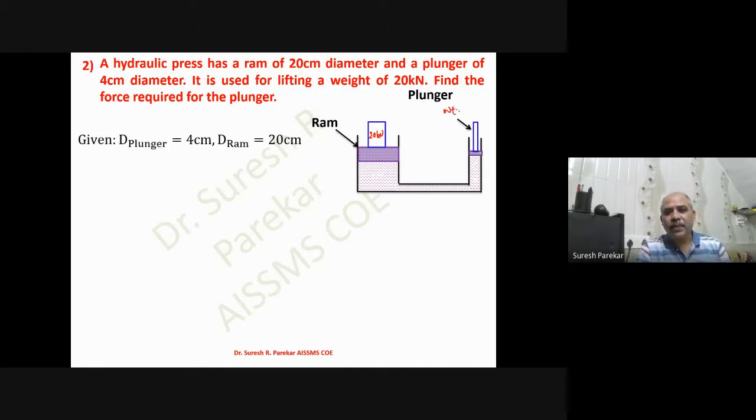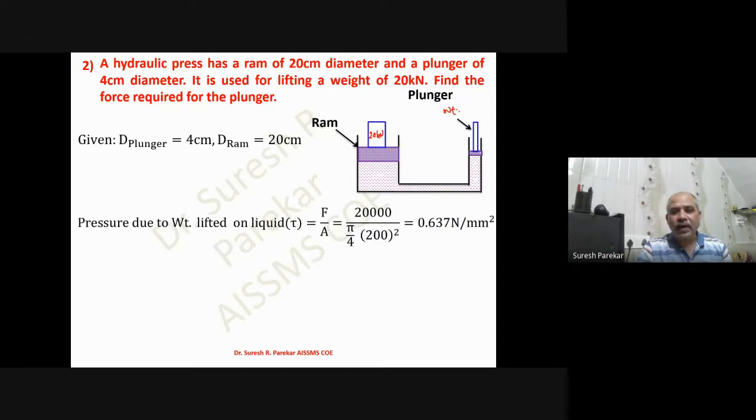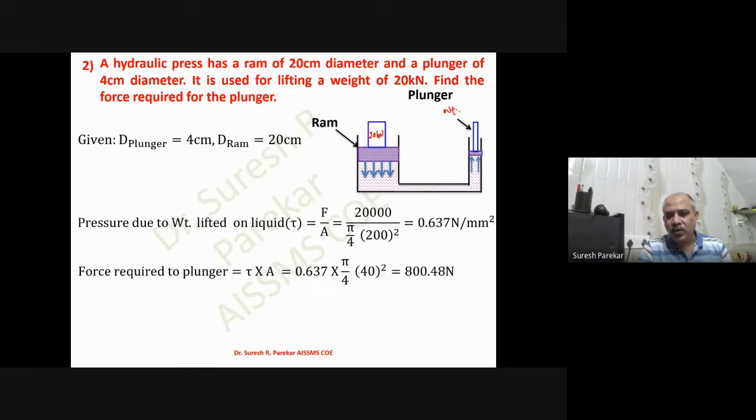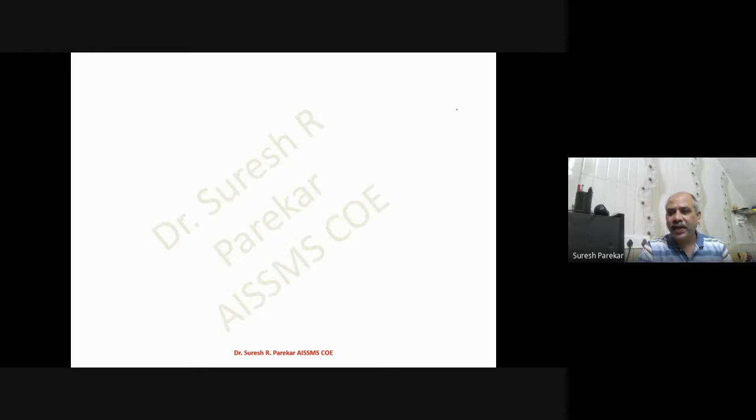We have plunger 4 centimeter, and ram 20 centimeter. So we have the pressure due to weight lifted on the liquid, F by A, and we have this value 0.637 Newton per mm square. Then the force required at the plunger is equal to tau into A, 0.637 into pi by 4 into 40 square, which will be 800.48 Newton. So the force required at the plunger is 800.48 Newton to lift 20 kilonewton load.